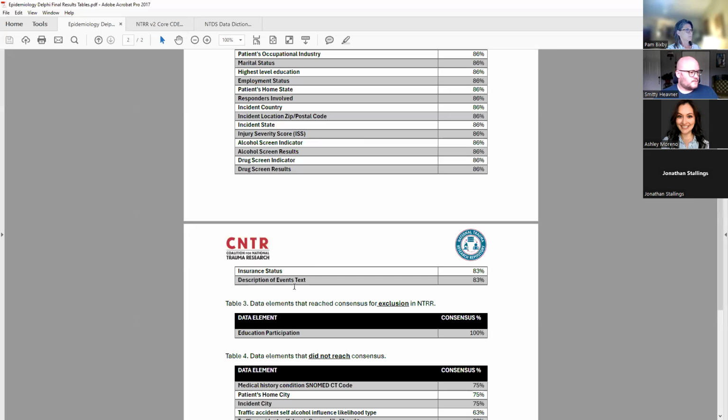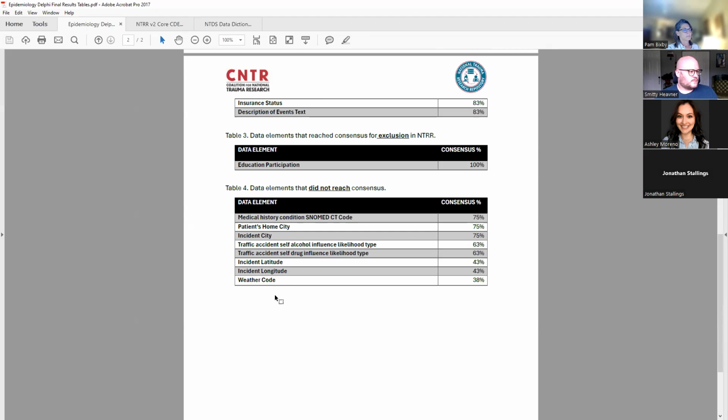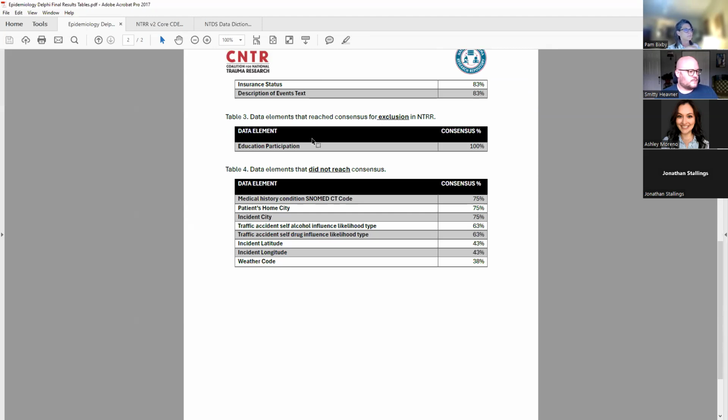Sorry, we had a couple go on to the next page: insurance status, description of events. And when it comes to exclusion, the only thing that there was consensus for not including was education participation. I believe this was an indicator data element that was just a yes or no. We did have another education element that met consensus that showed more detail for the amount of education for the participant.